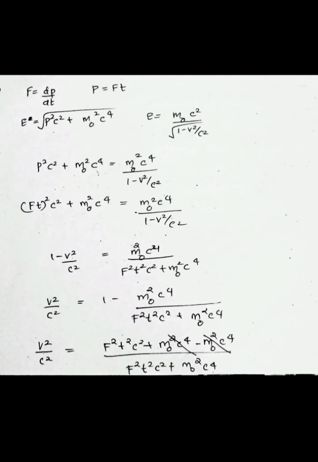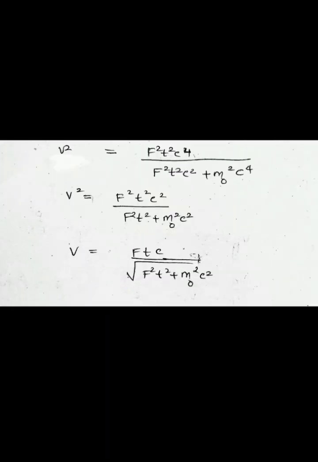That is V square by C square is equal to F square T square C square plus M naught square C raised to 4 minus M naught square C raised to 4 divided by F square T square C square plus M naught square C raised to 4. That is V square is equal to F square T square C raised to 4 divided by F square T square C square plus M naught square C raised to 4. That is V square is equal to F square T square C square divided by F square T square plus M naught square C square. That is V is equal to FTC divided by square root over F square T square plus M naught square C square. So this is the answer. This is the velocity value after a time t.